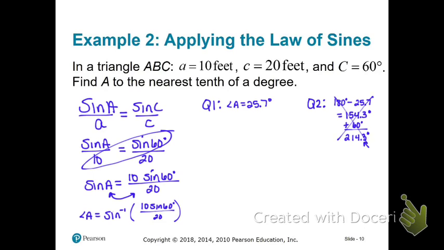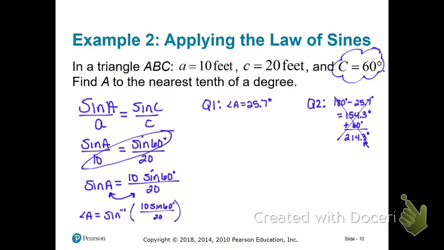So we only have angle A to be 25.7. You add in whatever angle they already gave you to see if you have room for a third angle. If that had been less than 180, then yes, we would have two triangles, which means we would have two angle A's. But if it's more than 180, then there's only one triangle. And so what would happen if there were two? We're going to see in one of the upcoming examples.